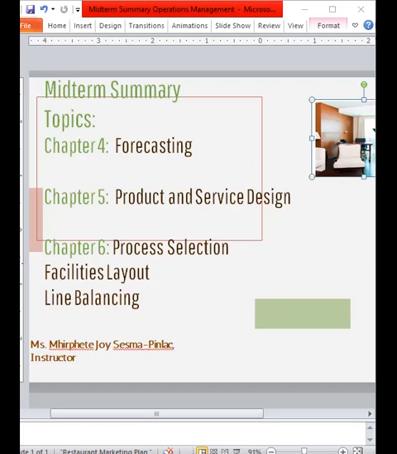Process types include job shop, batch, repetitive, and continuous types.